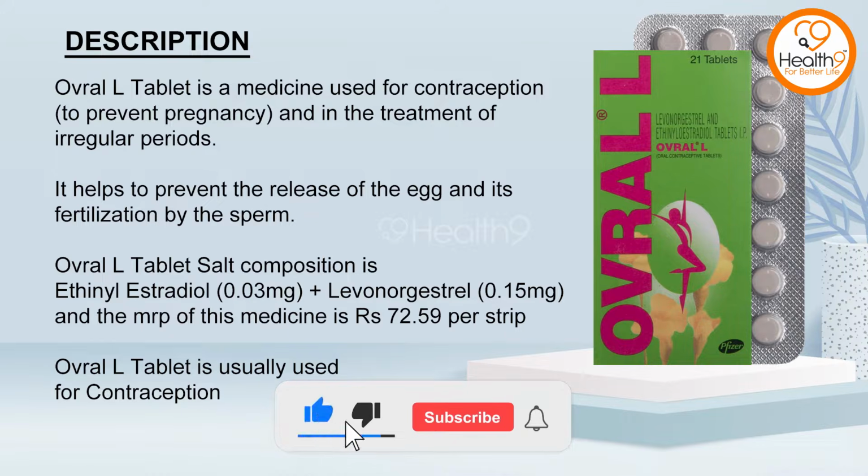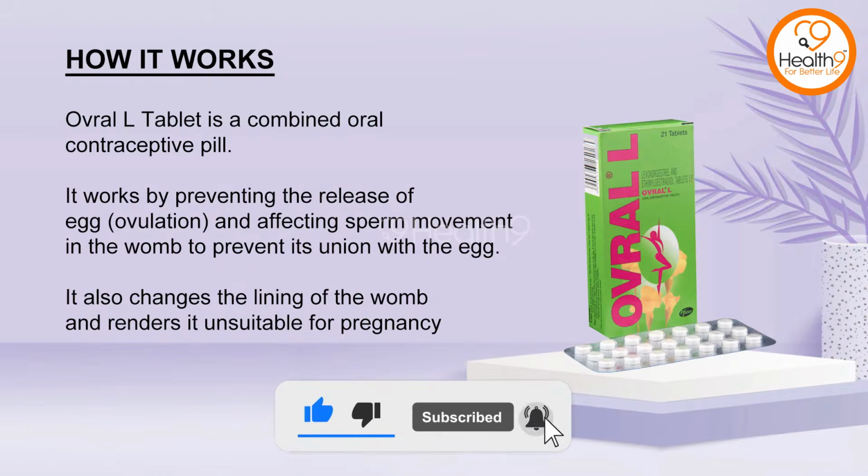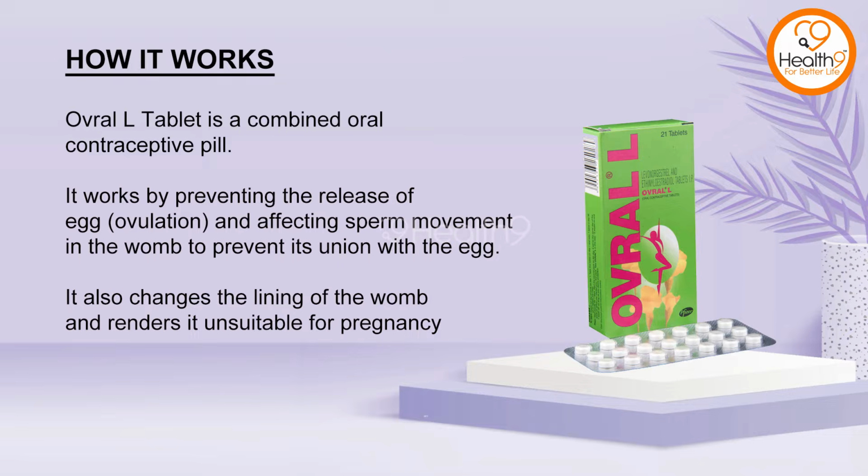Ovral L Tablet is usually used for contraception. Ovral L Tablet is a combined oral contraceptive pill. It works by preventing the release of egg and affecting the sperm movement in the womb to prevent its union with the egg. It also changes the lining of the womb and renders it unsuitable for pregnancy.